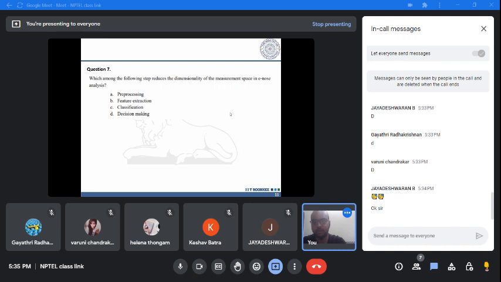Going to question 7: which among the following steps reduces the dimensionality of the measurement space in e-nose analysis? So here again we have an e-nose question. You need to tell which step reduces the dimensionality of the measurement space in e-nose. A is pre-processing, B is feature extraction, C is classification, and D is decision making. So please answer in the comment box.